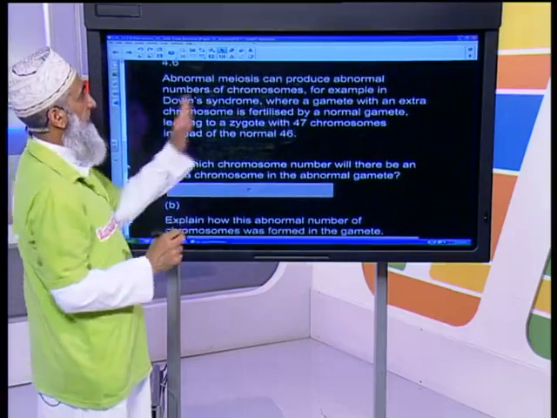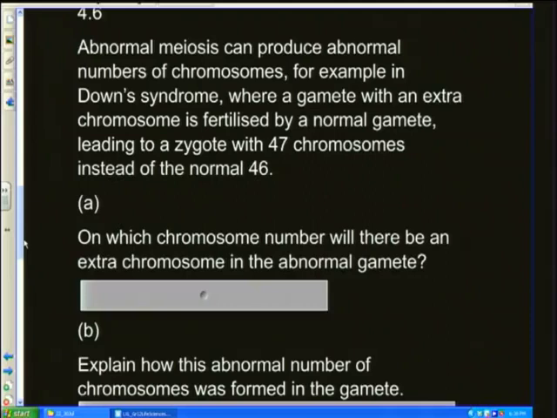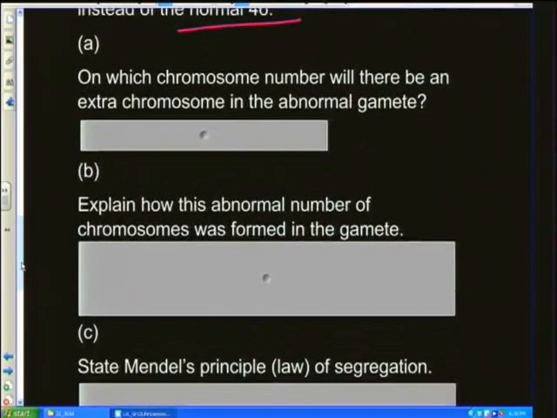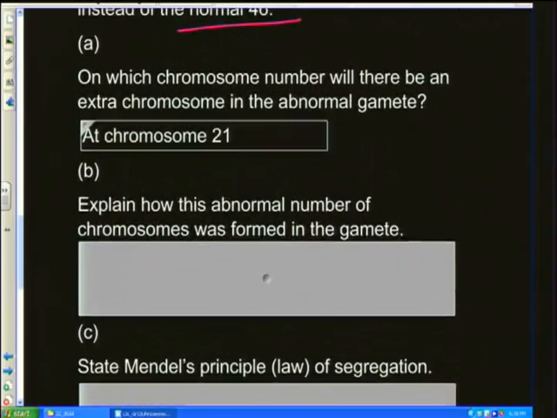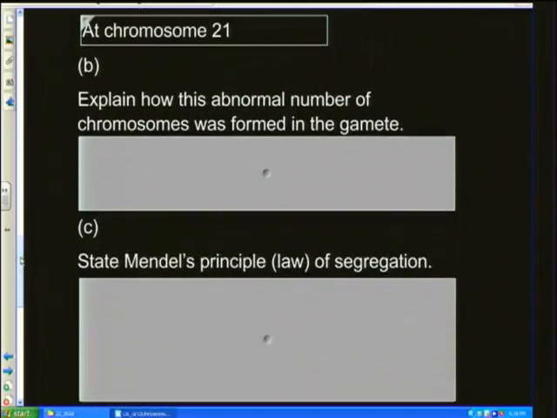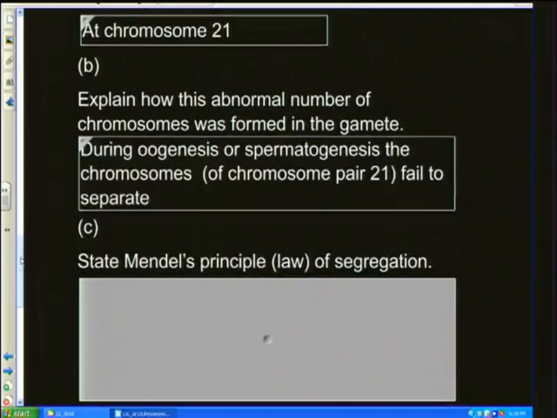Abnormal meiosis can produce an abnormal number of chromosomes. For example, Down syndrome, where a gamete with an extra chromosome is fertilized by a normal one, and it will have 47 instead of 46. On which chromosome number will there be an extra? We spoke about it just now, chromosome number 21. Explain how this abnormality was formed in the gamete. During oogenesis or spermatogenesis, the chromosomes fail to separate, because they asked you here in the gamete. So you have to talk about that. But remember, meiosis only takes place for gametes as well.